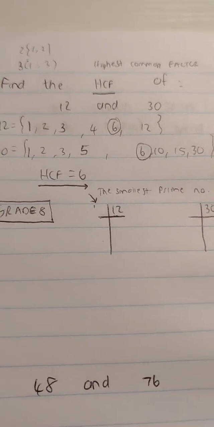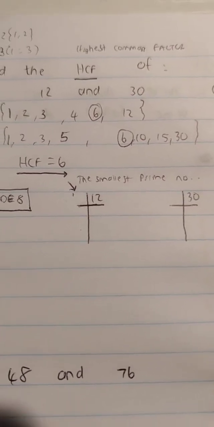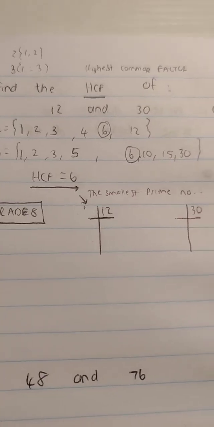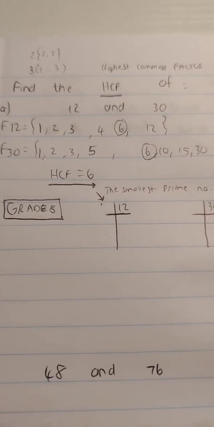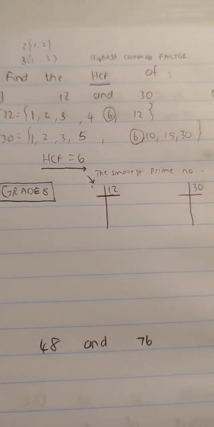So what is the smallest prime number that goes into 12? Let's see, guys. Let's be active now. In the comment section, help me out. The smallest prime number that goes into 12. Come on, my beautiful people, my beautiful grade 8s and 9 learners.